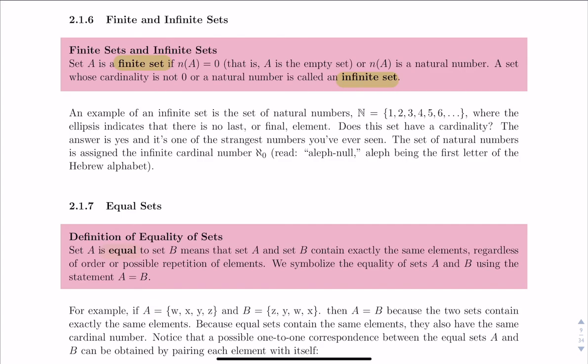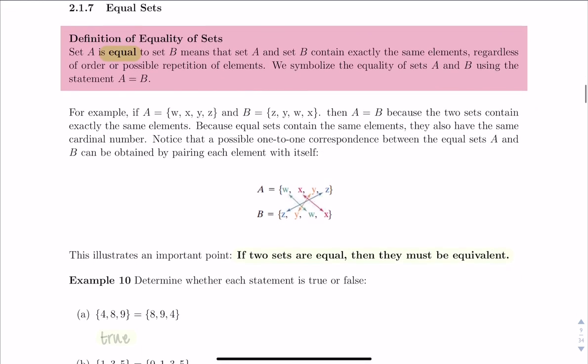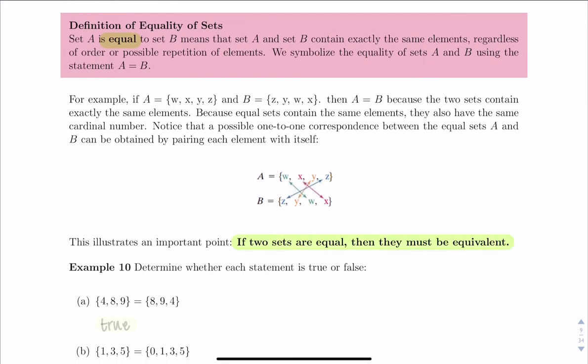For sets to be equal, that means that set A and set B contain the exact same elements regardless of order or possible repetition. We symbolize those by just using an equal sign. So if A is WXYZ and B is ZYWX, then these are equal because they contain the same elements even if they are in a different order. So if two sets are equal, then they automatically are equivalent because they have to contain the same number of elements if they contain the same exact elements.